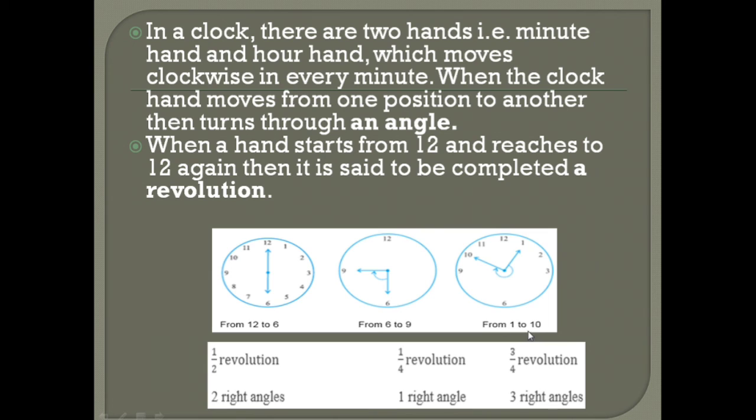And let's see this figure, from 1 to 10. How many revolutions has it completed? It has completed 3/4 revolution and it has formed 3 right angles. So I hope this is clear.